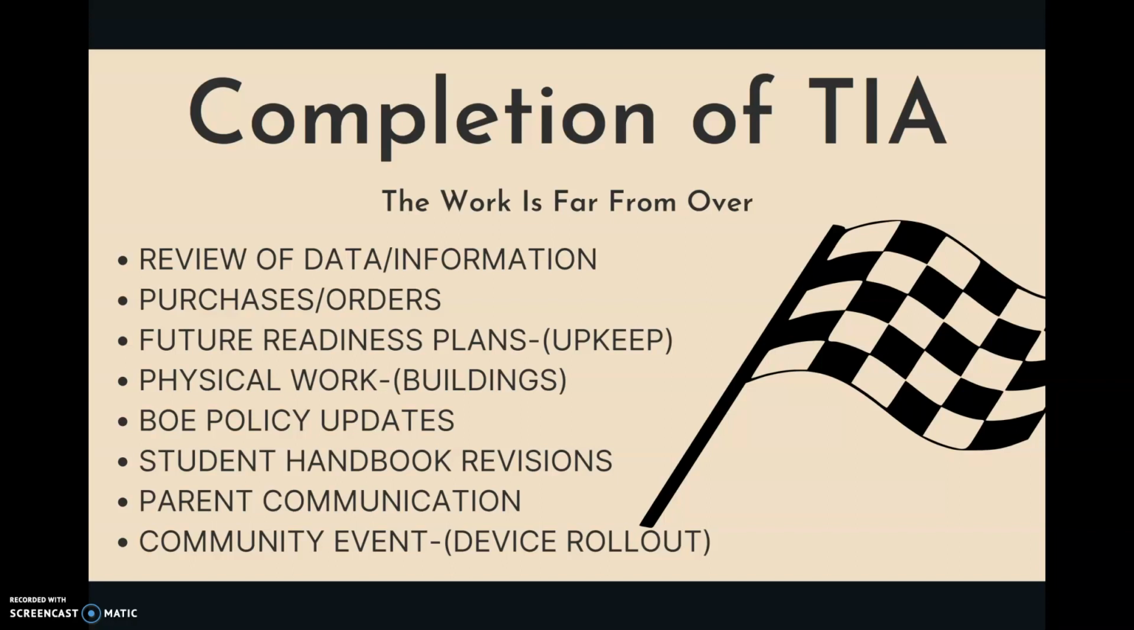Then we need to go to the Board of Education and say, what policies do we need to update, whether it be in teacher contract revisions or just actual board policies. Then we need to look at our student handbook and see if there are any revisions that need to take place there, whether it's expectations or consequences for misuse. We need to look at all that. Of course, parent communication is going to be key, keeping parents in the loop for exactly what's going on.